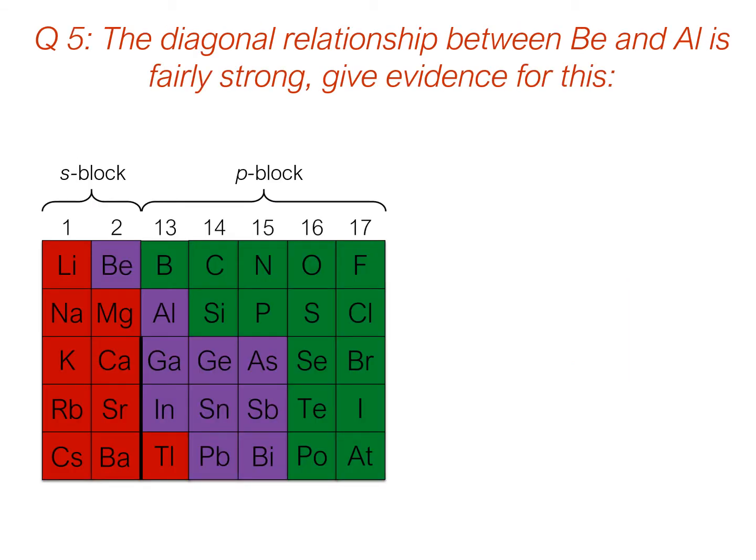So in question 5, we're looking at the diagonal relationship between beryllium and aluminium and giving evidence for why it exists. So we haven't talked about the diagonal relationship before, but we have seen evidence of it already in the lectures. So what a diagonal relationship is, is this idea that between periods 2 and 3, there are pairs of elements that are diagonal to each other, such as lithium and magnesium, and as highlighted in this question, beryllium and aluminium, where they behave quite similarly to each other.